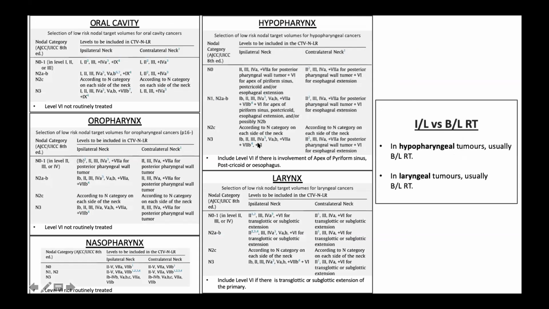Okay, that's all. If there are any questions. Okay, sorry, I'll just see the indications for level 6A and 6B treatment first.